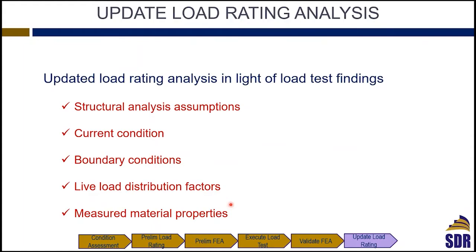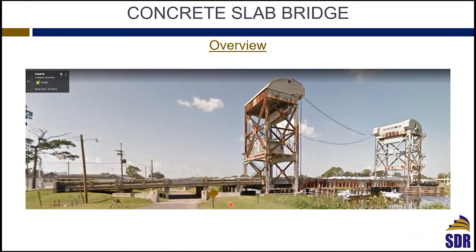And then finally, based on the comparison between the finite element and the field test, what we see in the field, we come back and update our load rating analysis, mainly to refine our structural analysis assumptions to account for the current condition, also to account for the boundary condition, which is a very important parameter. Also, we might end up updating our live load distribution factors, which we are using from the AASHTO code. These are approximate analysis equations that give you the live load distribution factors. So for a specific bridge, we might have to come up with the live load distribution factors, and also for the measured material properties if we have to measure the material strength in the field.